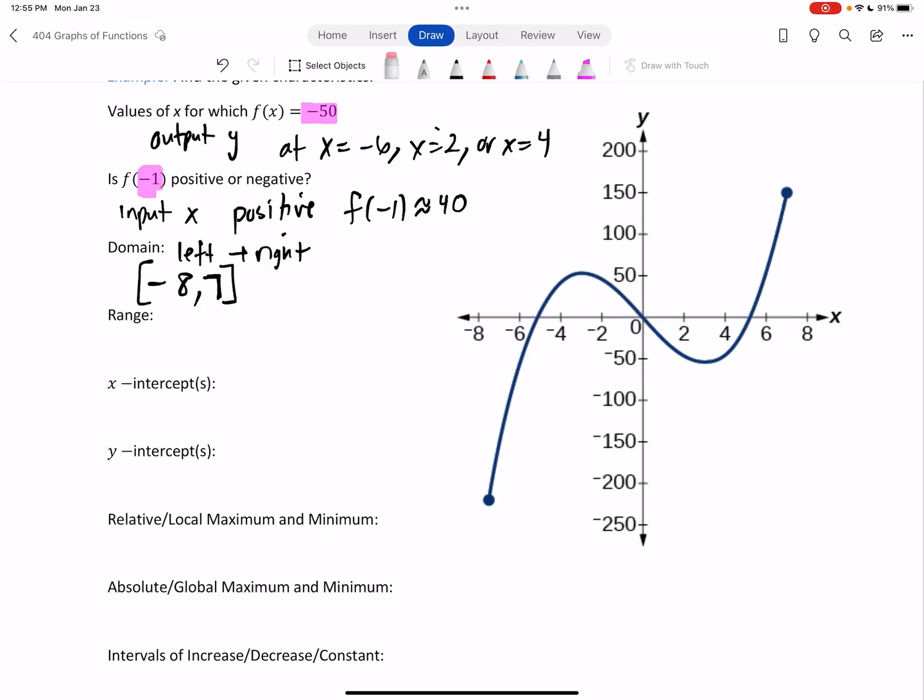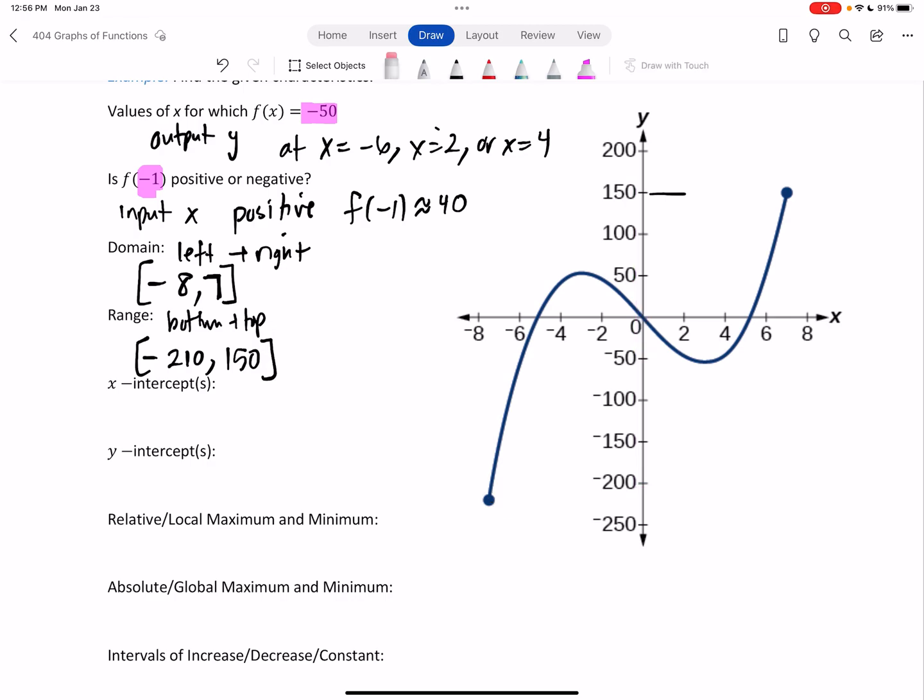There's no breaks or holes in the middle, so I'm going to use that whole interval from negative 8 to positive 7. Okay, range. When we do the range, we go from bottom to top. So the bottom of the function is down here. It looks like at negative 210 or something. The top of the function is up there. It goes all the way in between. So let's say like negative 210 all the way up to 150. Again, the bottom point is a filled in circle. The top point is a filled in circle. So they're going to get some brackets.